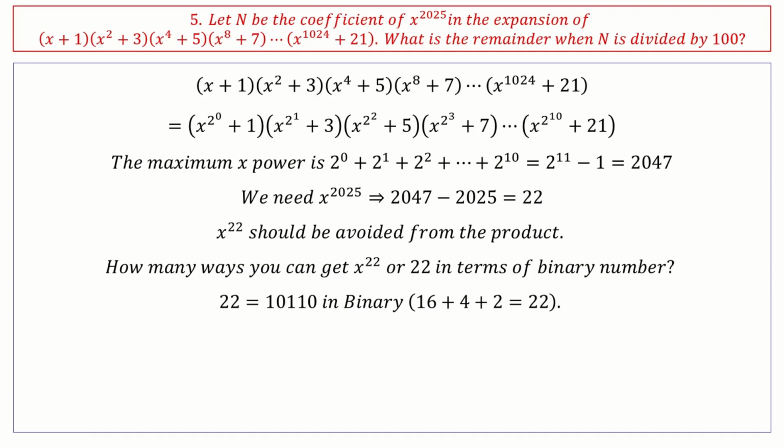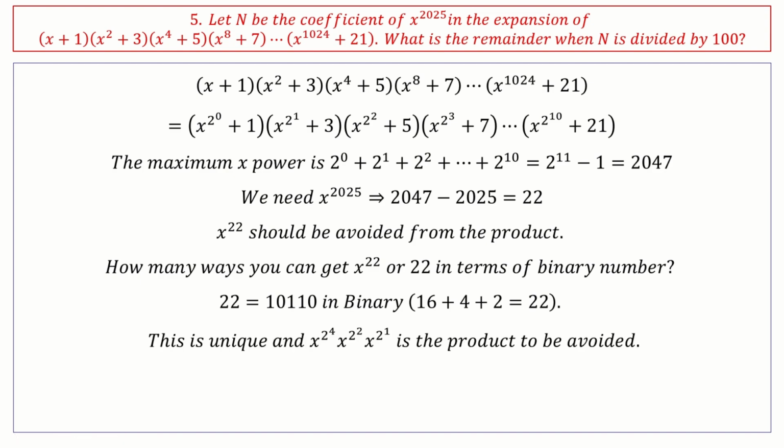So I should remove, what are the numbers I should remove? x to the power of 2 to the power of 4, x to the power of 2 square, x to the power of 2 to the power of 1.